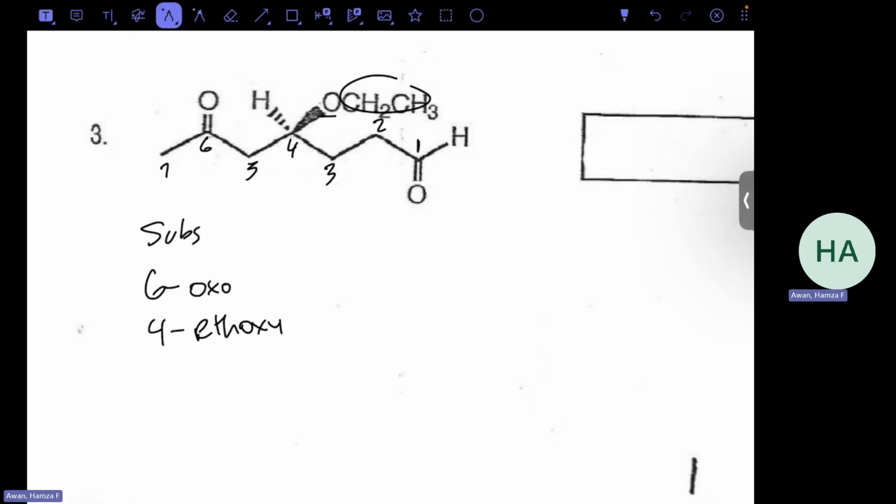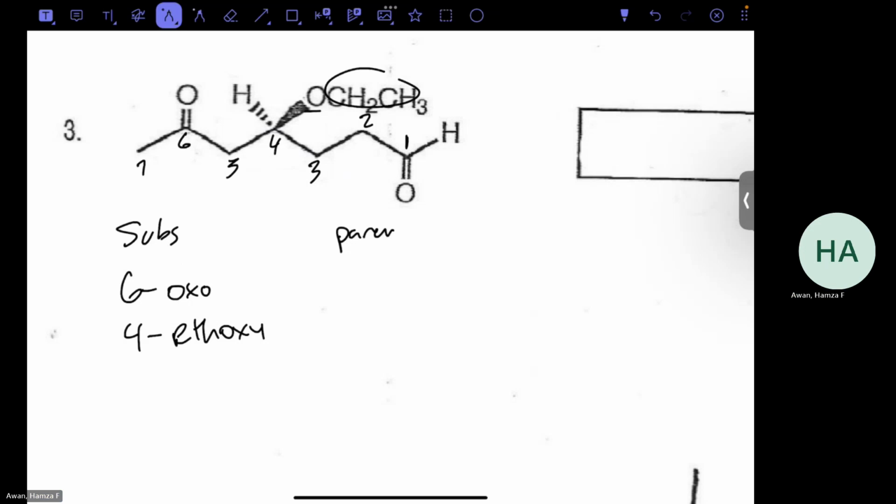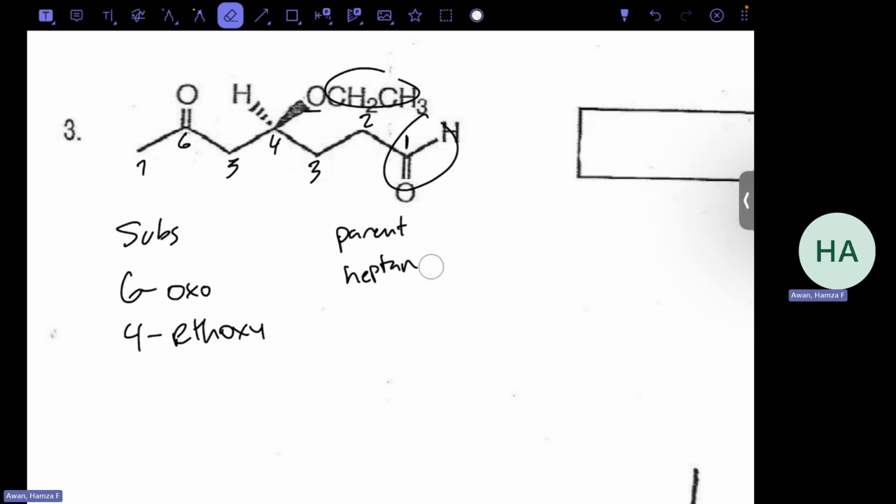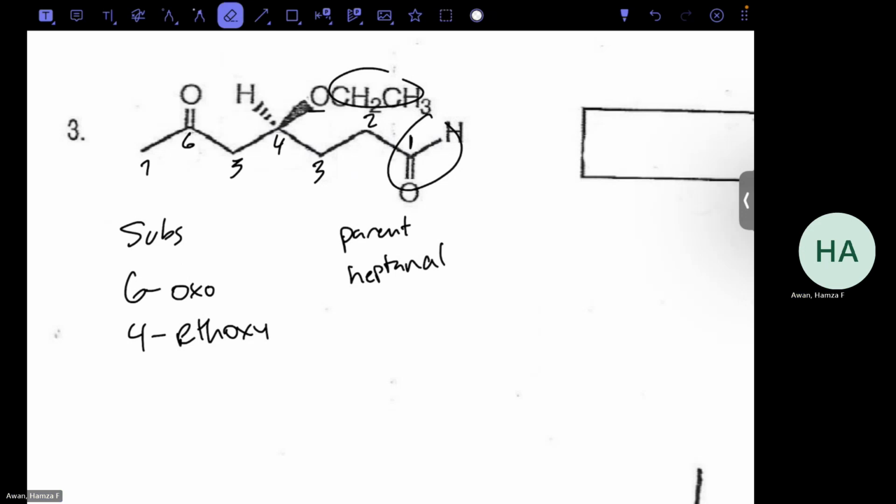So now that we've done that, we can start naming the parent chain. Seems so short, but the parent chain is going to be a 7-carbon chain, so heptane, right? Because we have the aldehyde, whenever aldehyde is the parent chain, we drop the E and add AL, so heptanal. And we don't have to show that it's 1-heptanal because it's already assumed. So heptanal is fine. And now we have some stereochemistry. We have a chiral carbon right here, right?